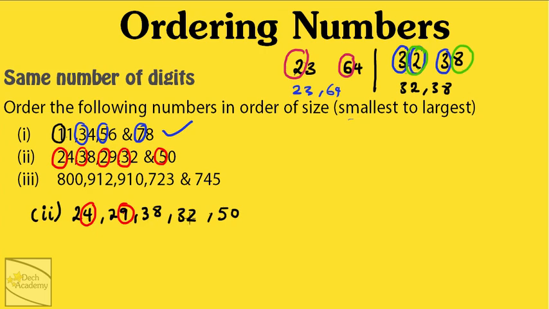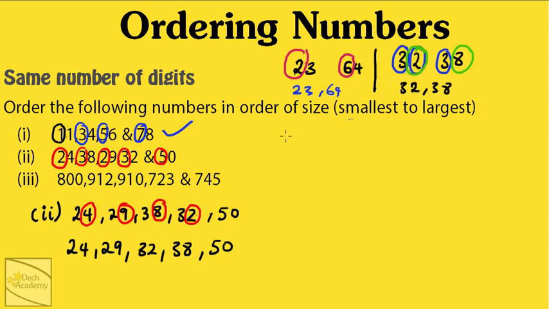Let's look at 38 and 32. Again, you have a case where they have the same first digit, which is 3. So we have to compare the second digit. We have 8 and 2. Because 2 is smaller than 8, it means that 32 is smaller than 38. So we need to reorder that. So 24 can come before 29, but 32 must come before 38. And then we're left with 50. Now we're done. Now we have arranged these numbers from smallest to largest.